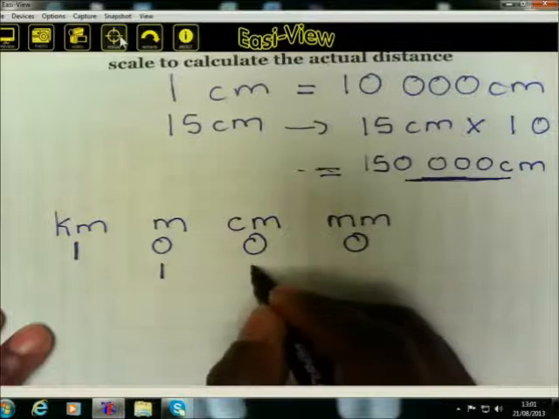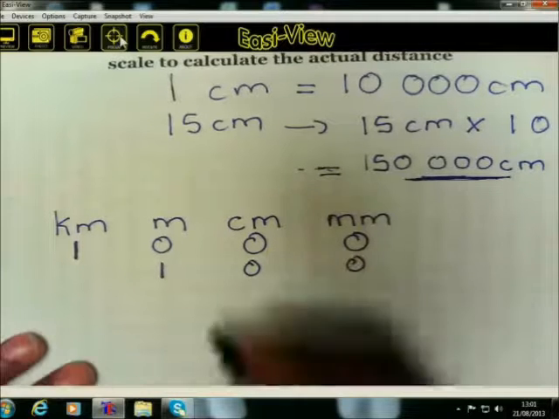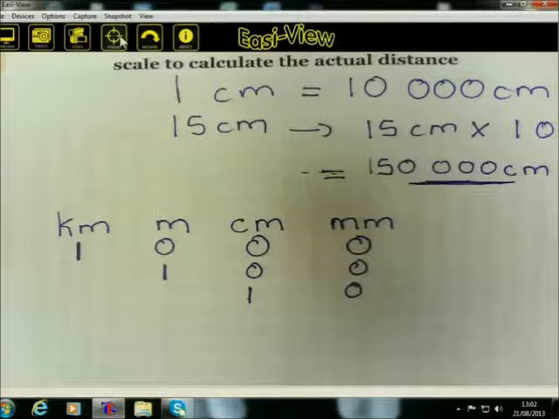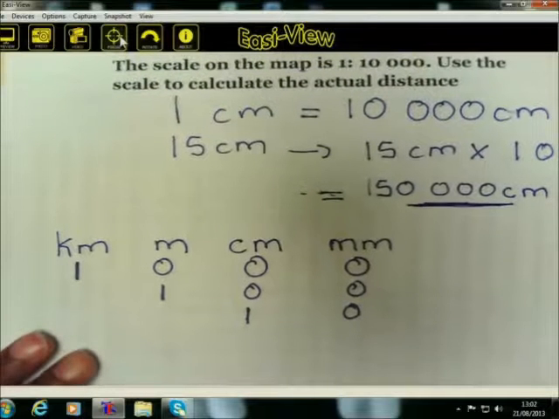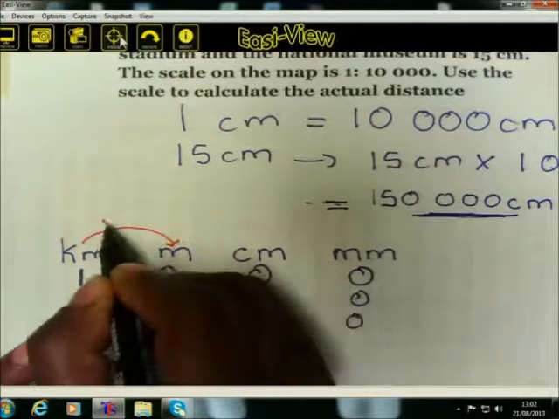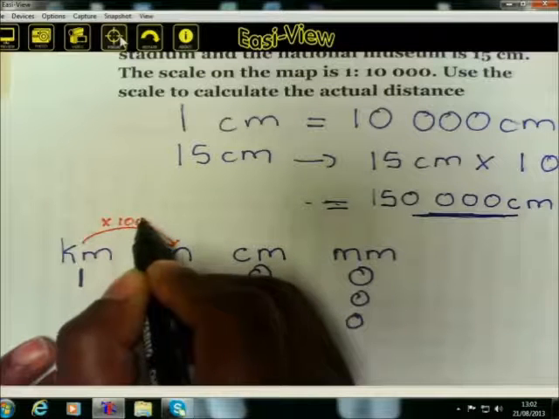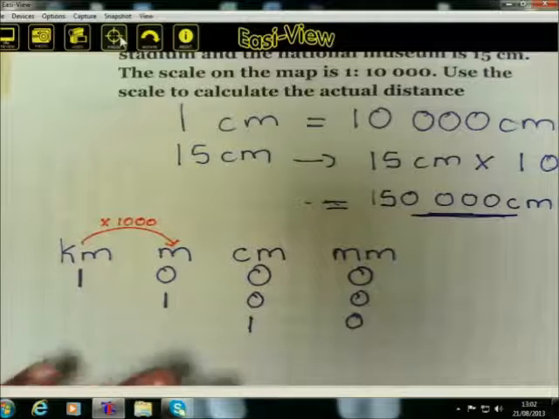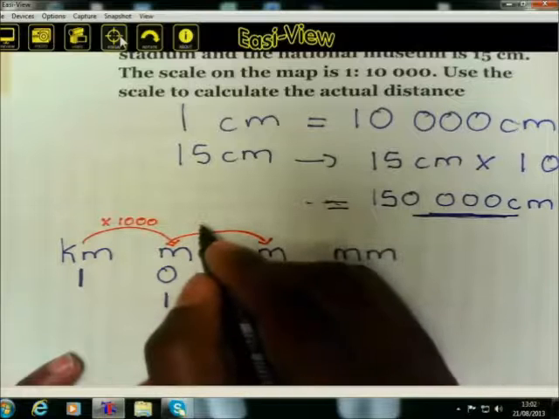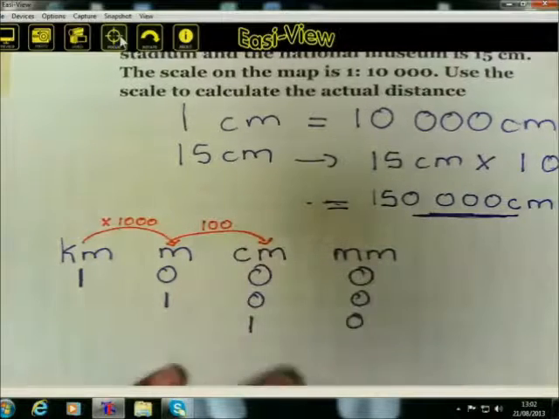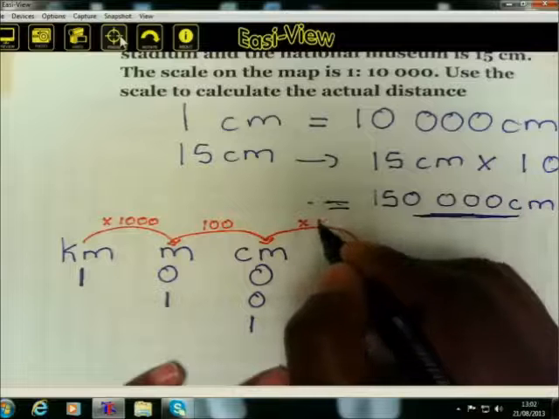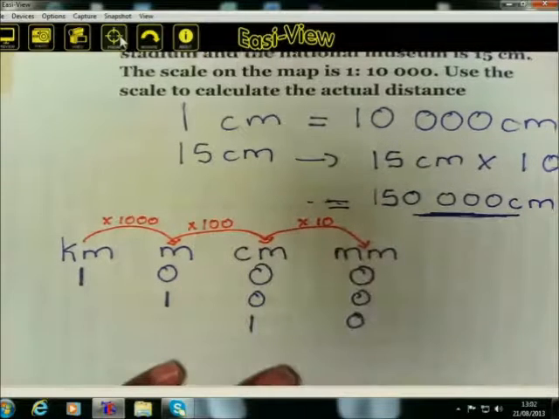1 meter is equal to 100 centimeters. And 1 centimeter is equal to 10 millimeters. Usually, when I convert, for me to remember, this is what I do. If I'm converting from kilometers to meters, I'm going to multiply the number I have by 1,000. If I'm converting from meters to centimeters, I'm going to multiply it by 100. Converting from centimeters to millimeters, I'm going to multiply it by 10.